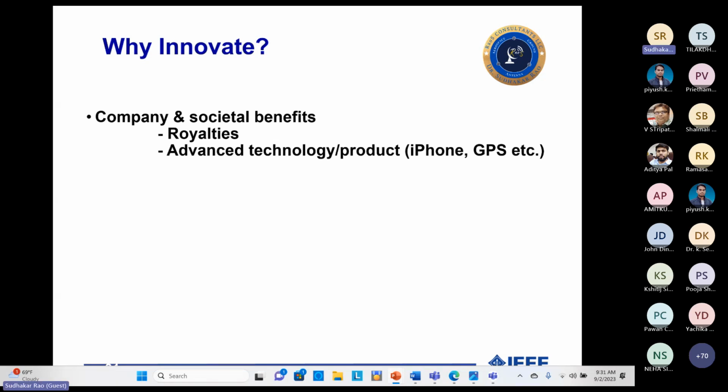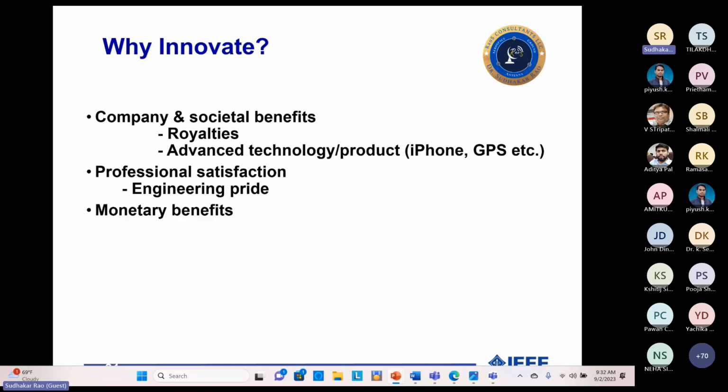Why innovate? There are company benefits and also societal benefits. Sometimes you get royalties: when your patent is used by your competitors, they have to pay royalties, so you get some money there. More importantly, it's advanced technology or product, for example the iPhone and GPS, which are all great inventions. Professional satisfaction, engineering pride, that's important. More than the money, I think that's important.